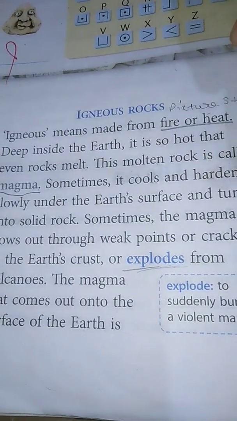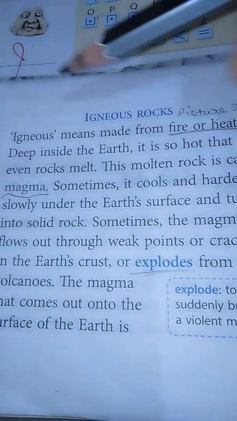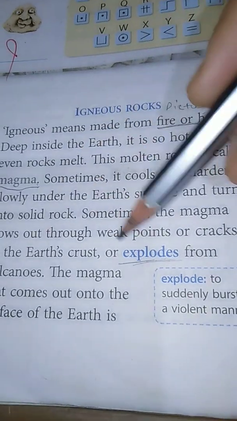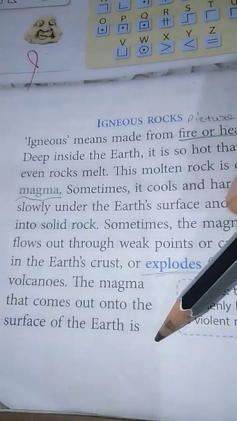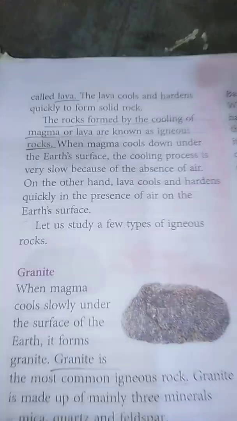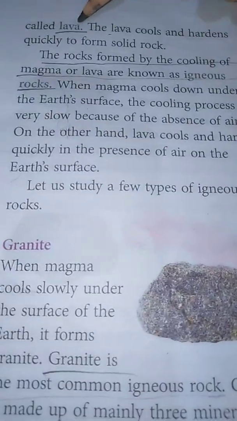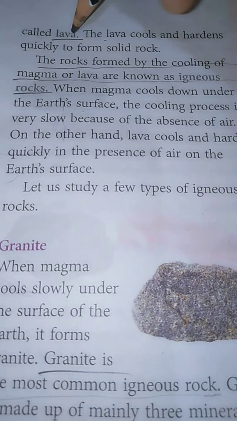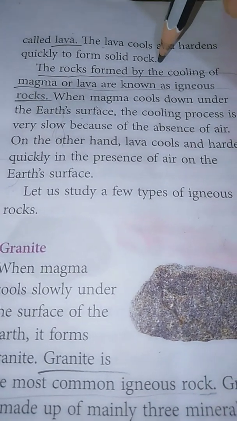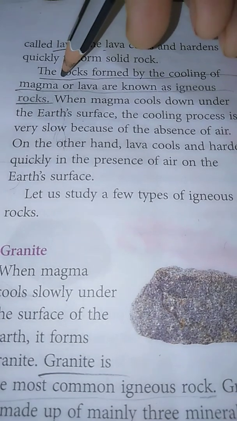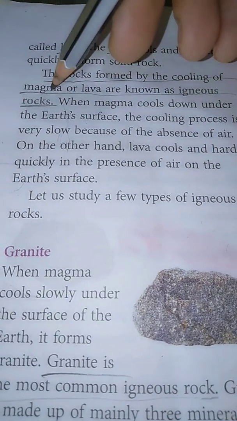Sometimes what happens, it cools and hardens inside the surface of the earth, and sometimes it explodes and comes out in the form of volcanoes, and after coming out it cools down. The liquid which comes out of the volcano is called lava. It also cools and hardens quickly to form solid rock. So these rocks are formed by cooling of magma or lava.